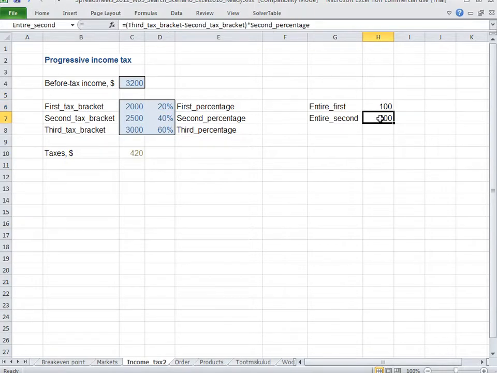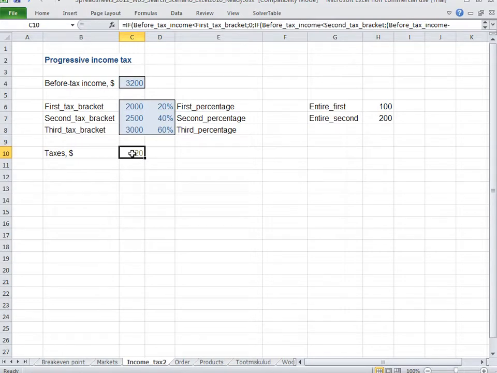So for instance, if we're taxing the 3,200, we take the entire first, which is 100, entire second, which is 200, and we add to it our 200, which is over 3,000, taxed with 60%. 60% of 200 is 120, and 100, 200, and 120 together give us 420. So that's how the calculation goes.